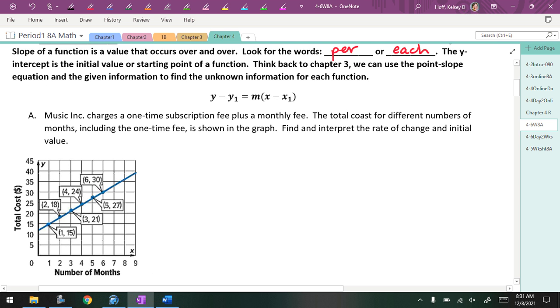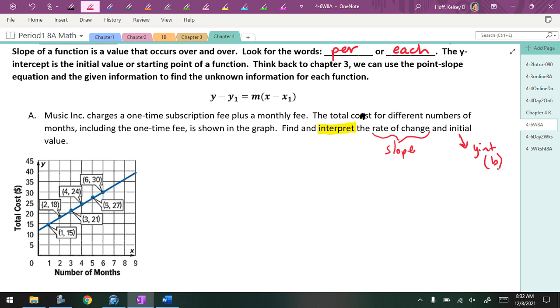Music Incorporated charges a one-time subscription fee plus a monthly fee. Oops, Miss Hoff has a typo in there. The total cost for different number of months, including the one-time fee, is shown in the graph. Find and interpret the rate of change and the initial value. As a reminder, rate of change is slope. Initial value is your y-intercept, or the b in your equation. All they're asking us to do is find our slope and our y-intercept.